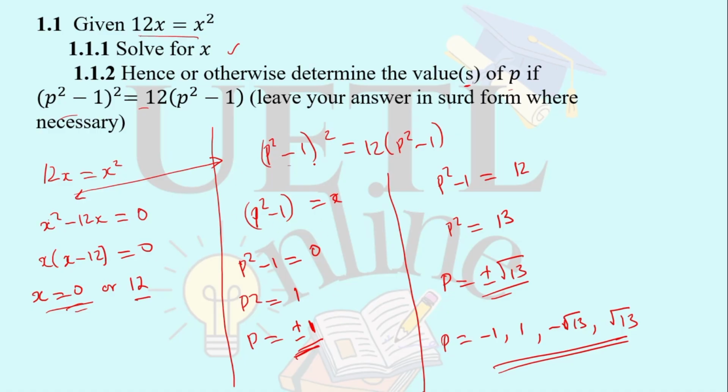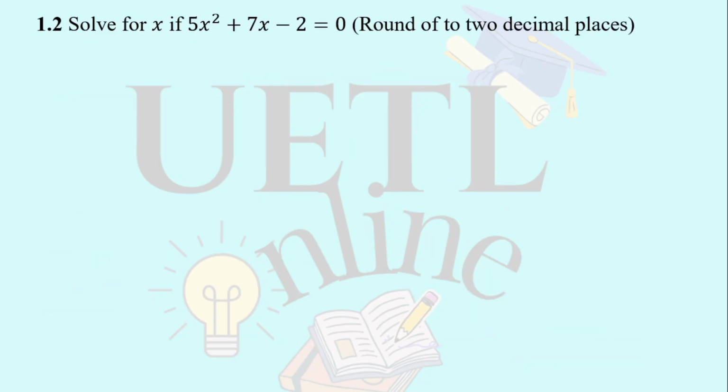The only concept you have to master here is: don't miss a solution, and you just have to find the similarities and solve it. Let's go to our next question. Our next question says 5x squared plus 7x minus 2. We are supposed to solve for x in this equation, and you are supposed to round off to 2 decimal places.